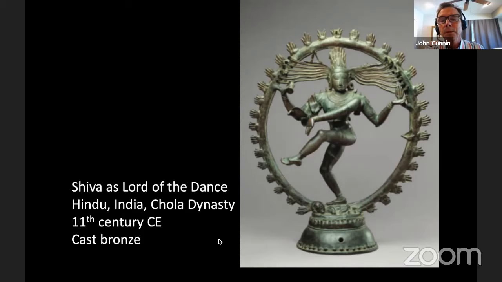And a lot of people look at this lithe body and think it's a woman, but Shiva's a man, a very kind of ballet dancer type of man who is very lithe.